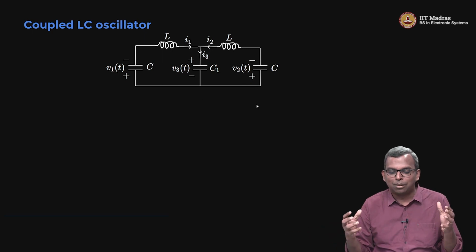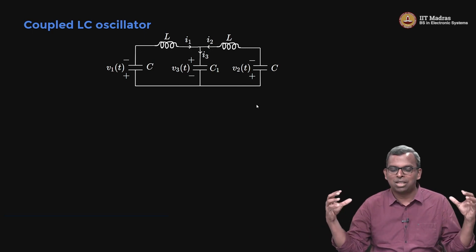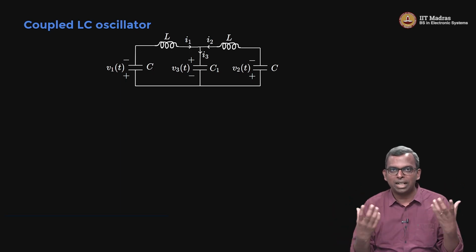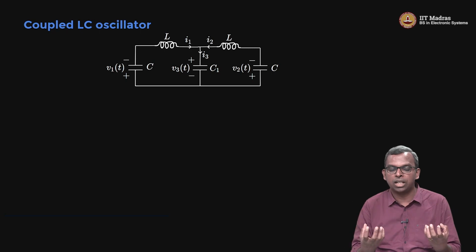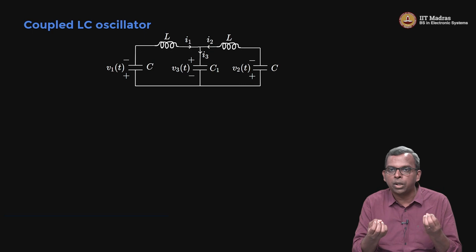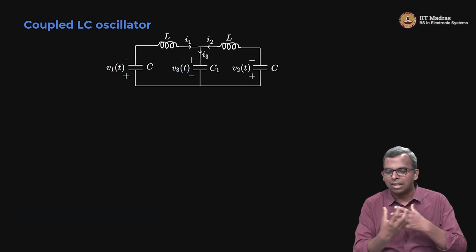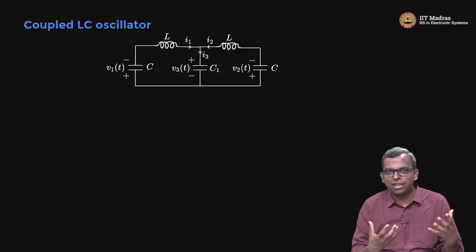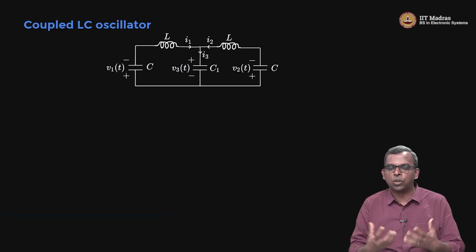So now the thing is, supposing you started with some charge on these capacitors, how is it going to evolve? How are the charges going to oscillate? There will be oscillations, as you can imagine, but what are the modes? You may guess that omega naught equals 1 by root LC is one mode, but is that the only mode? There is some exchange of energy going on between these two oscillators, so maybe some other modes may happen.